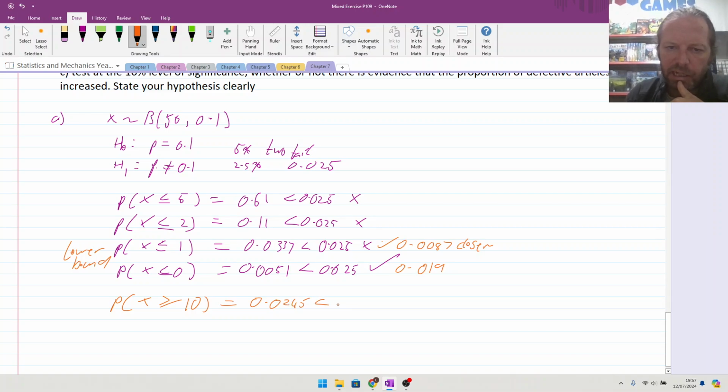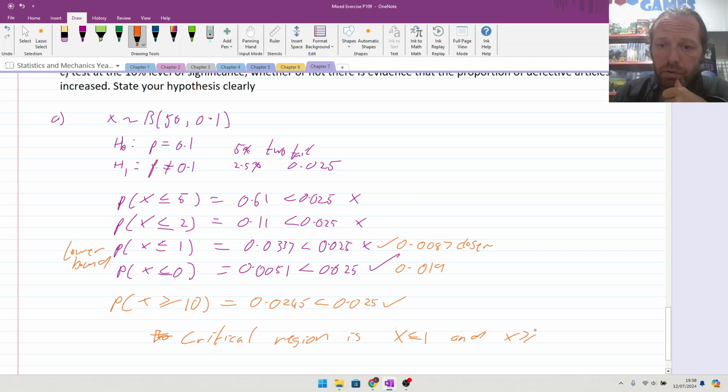0.245 is less than 0.025. So we'll take that one as well. So we can put them in and we can say bounds are... So we can say critical region is x less than or equal to 1 and x greater than or equal to 10. Okay, so that's part A.